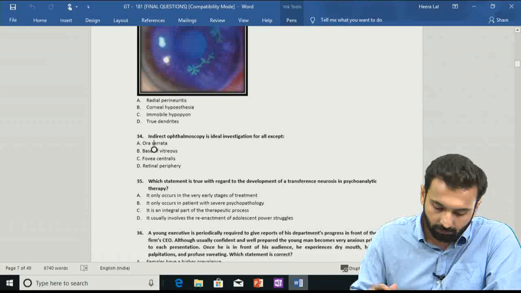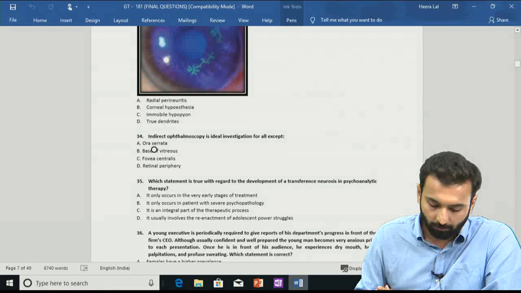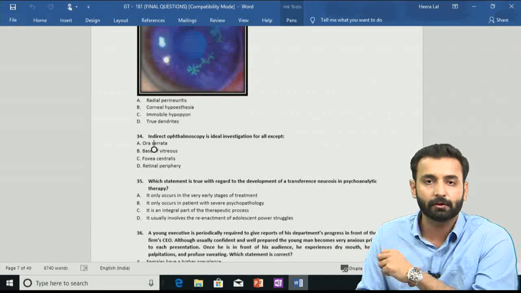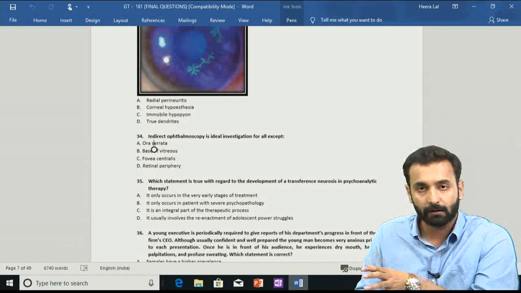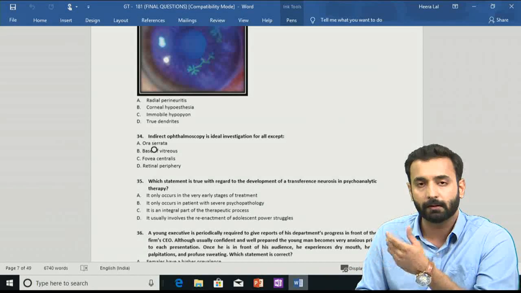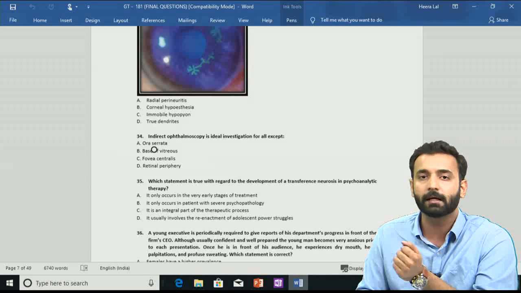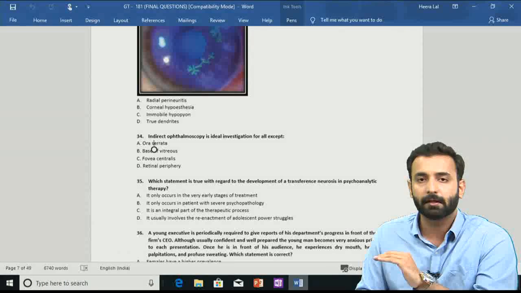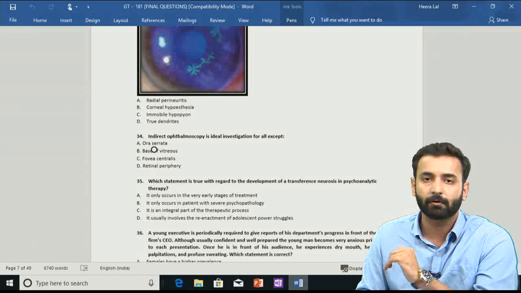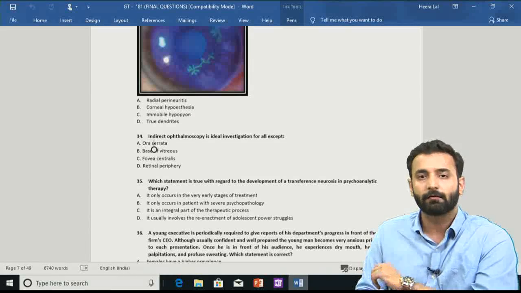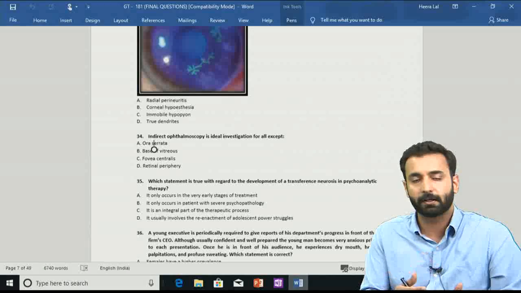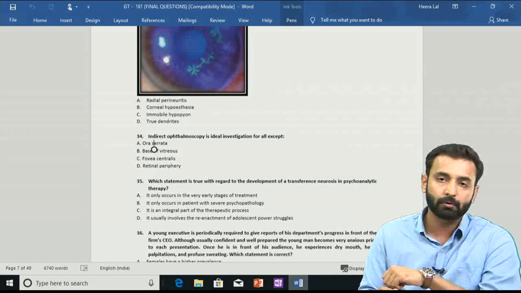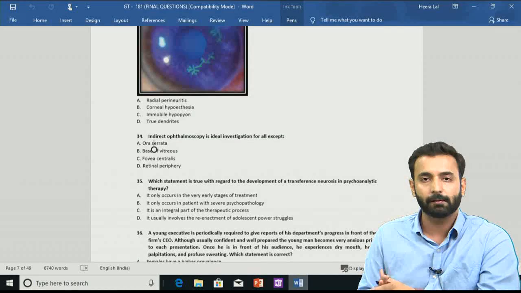So the correct option, question number 34, is option C, fovea centralis. Which is the preferred investigation for visualization of fovea centralis? Fovea centralis can be visualized better by plus 90 diopter lens using slit lamp biomicroscopy, right? So 90 diopter lens is better than indirect ophthalmoscopy for visualization of fovea centralis, whereas indirect ophthalmoscopy is the preferred investigation for examination of the peripheral part of the fundus up to ora serrata. So this is all about the ophthalmology questions.